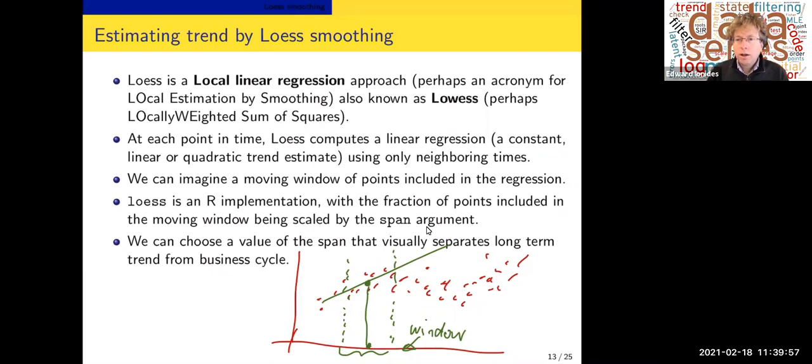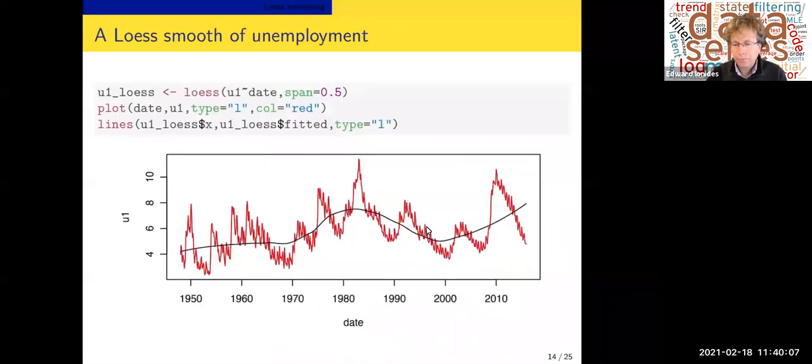Well, oftentimes in practice, you do it by eye, and we're going to start by looking for a value of span that visually separates long-term trend from business cycle. And here is such a thing. I just played around and decided that a span of 0.5 seemed to me to produce something that looked like a trend for these data.